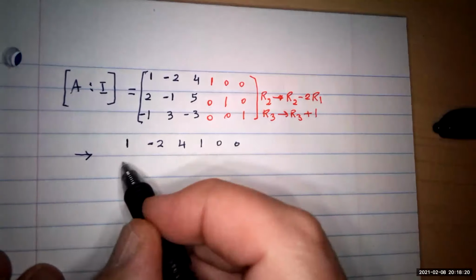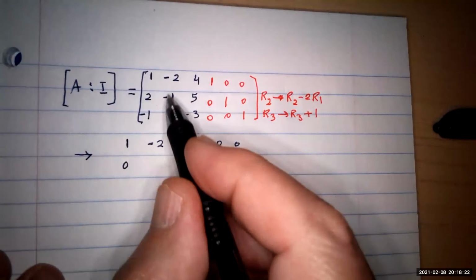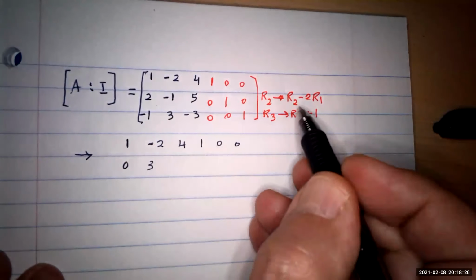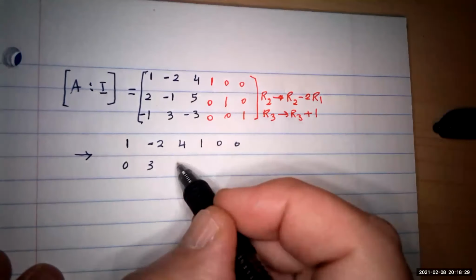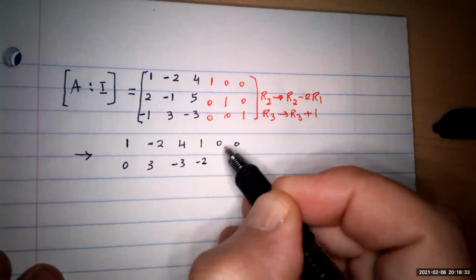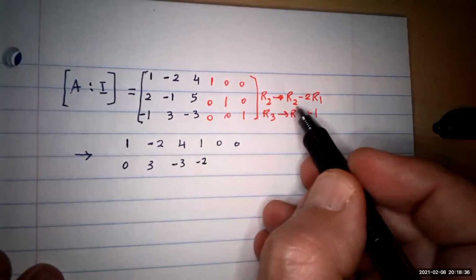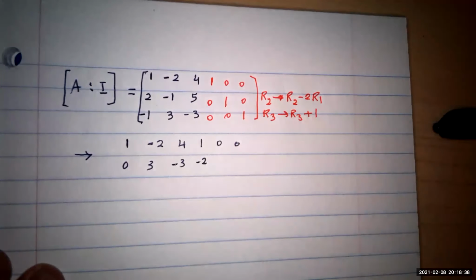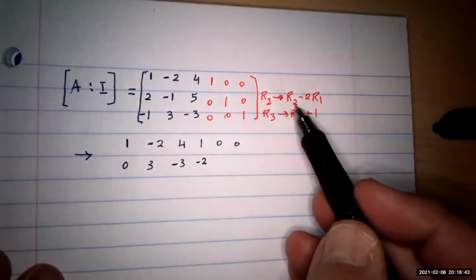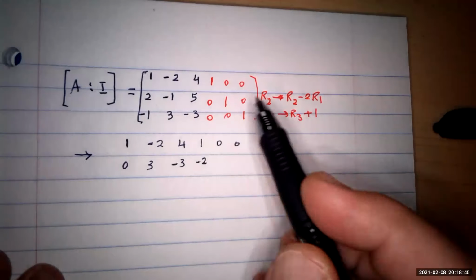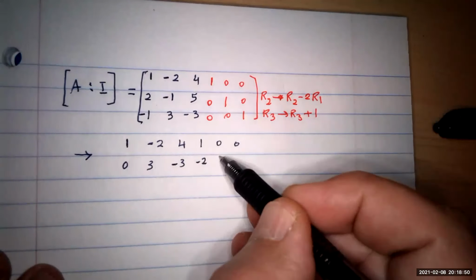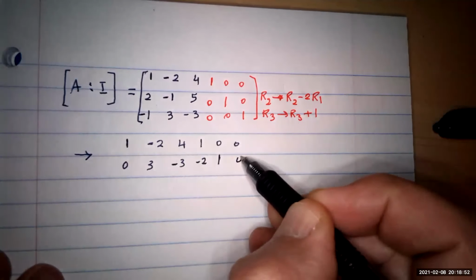R2 minus 2 R1, so that gives you 0. Minus 2 R1, and so that would be a positive 4, so that gives you 3. 2 R1, -8, so that gives you a -3. 2 R1, that makes it to the -2. And these are going to be, okay, so this is it. So we get over here, this is going to be just 1, then this is going to be 0.